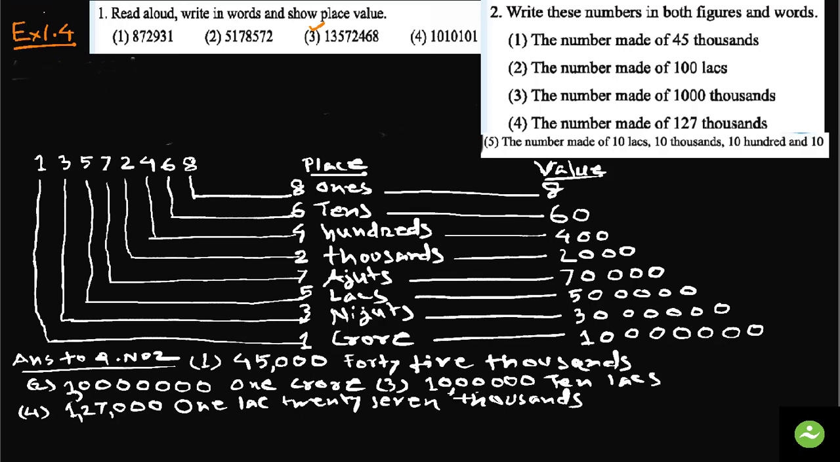Now let us write the solution here. Bracket number 5, the number 10 lakhs, 10 thousands, 10 hundred, 10. So let me mark the place for each digit. Ones, tens, hundreds, thousands, 10 thousands, lakhs, 10 lakhs. And that is the maximum, 10 lakhs. We don't need more places. So 10 lakhs.